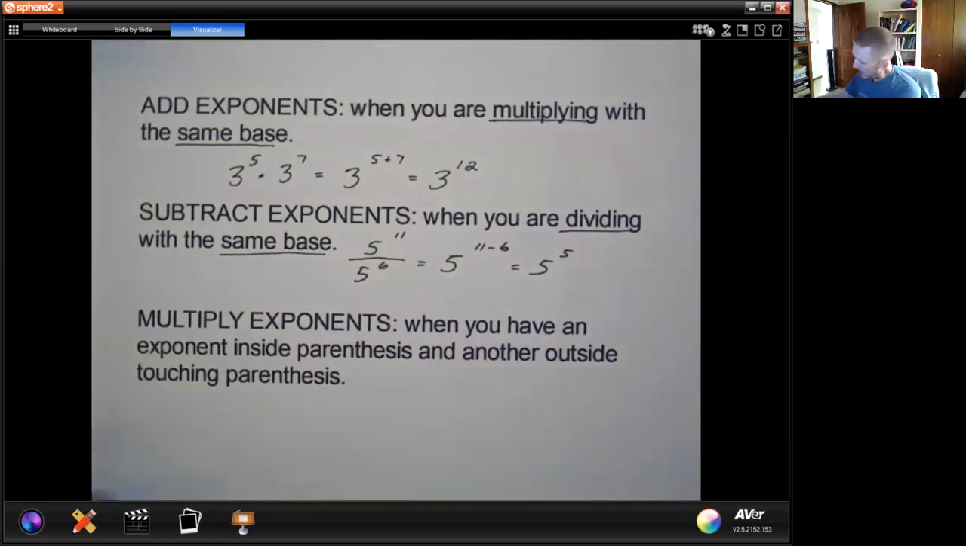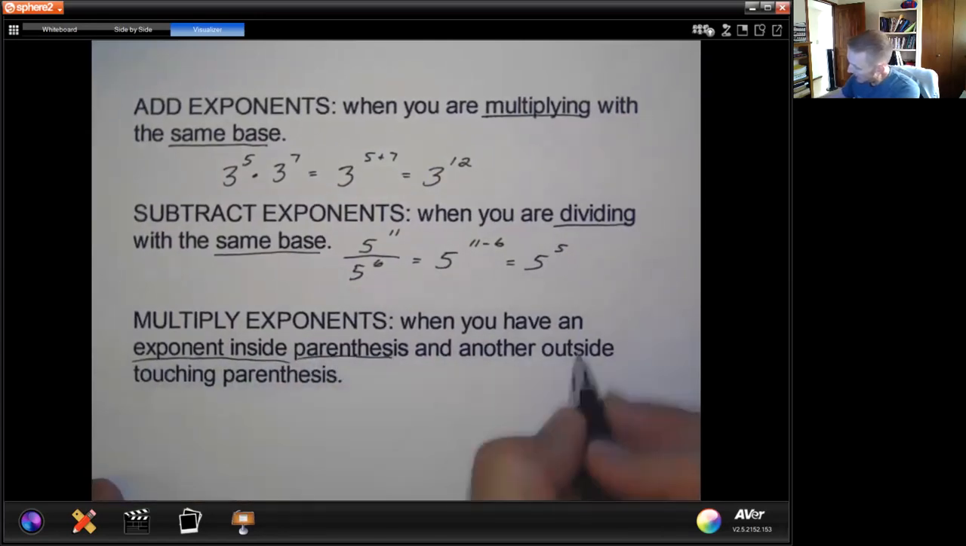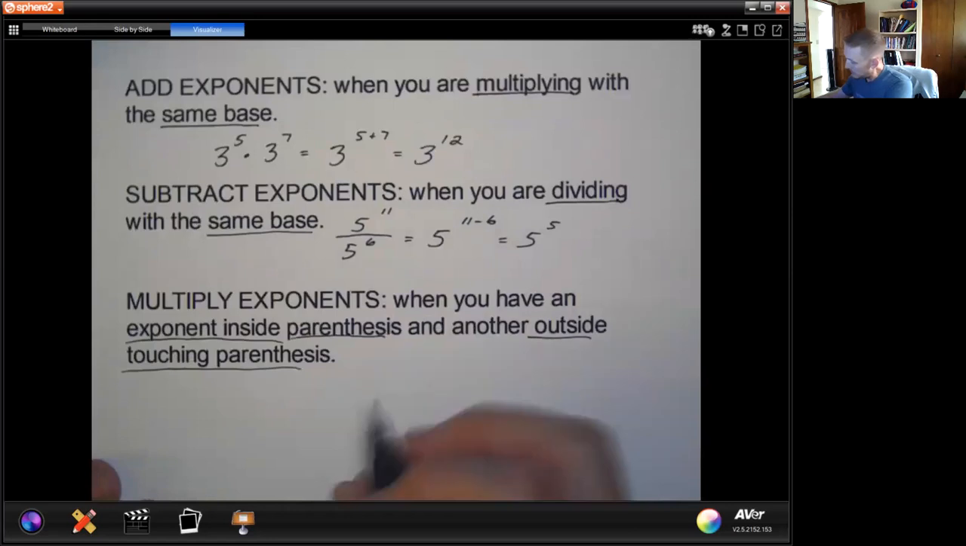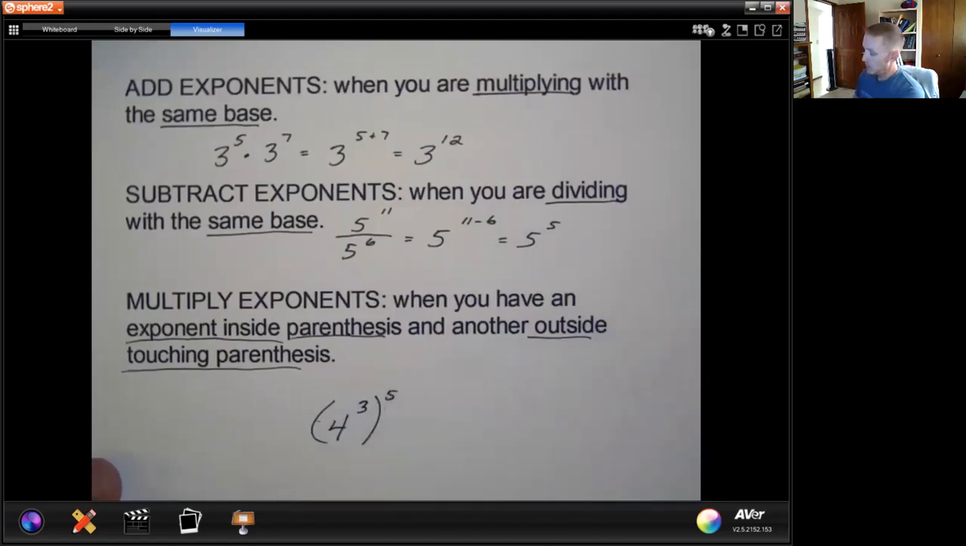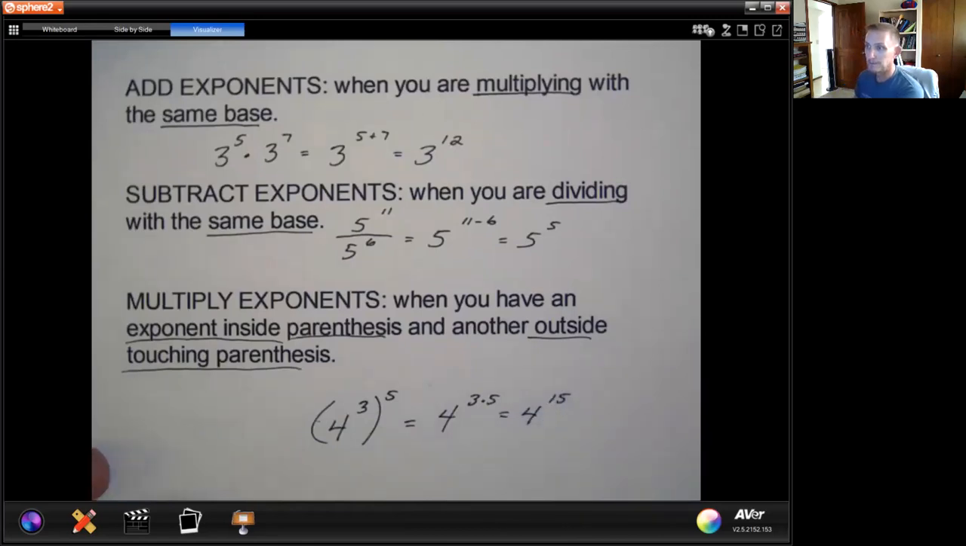And then I'm going to multiply exponents when you have an exponent inside parentheses and another one outside touching the parentheses. And so that's going to look something like this. 4 to the 3rd power raised to the 5th power. So here's your exponent on the inside of parentheses, and here's the exponent on the outside touching it. So this is going to be 4, and I'm now going to multiply those two exponents, which is going to equal 4 to the 15th power.